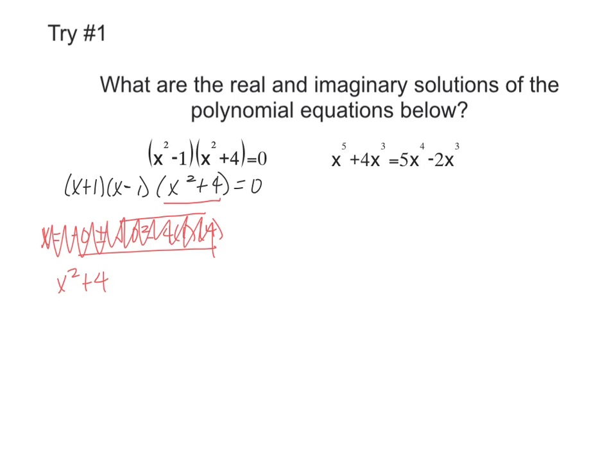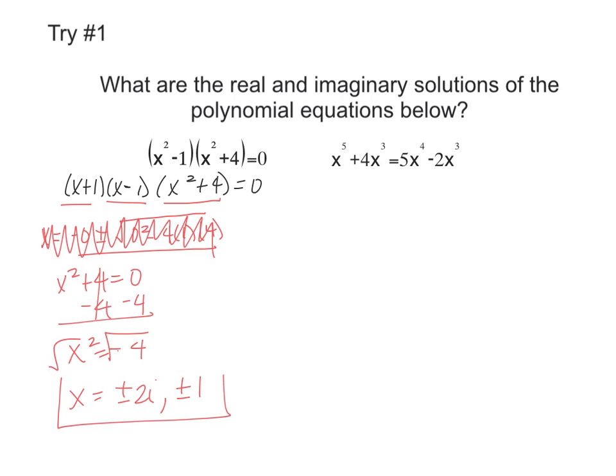X squared plus 4, if I set that equal to 0, I can subtract 4 on both sides and have x squared equal to negative 4. Since 4 is a perfect square, if I just take the square root, that will give me x equals plus or minus 2i. So technically I didn't have to go the long route to get that as my answer. Moving on from that, don't forget that we still need to set those other factors equal to 0. So if we set those equal to 0, they'll also be plus or minus 1. So those are our solutions for this problem.